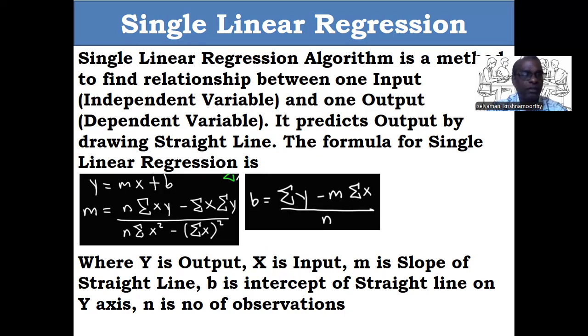Let me repeat the same thing, y = mx + b. Y is the output, x is the input. M is the slope of the straight line. B is the intercept of the straight line on the y-axis. That means where the straight line meets the y-axis. This is called B. So how can we find M, the slope of the straight line? M = (n sigma xy minus sigma x sigma y) divided by (n sigma x square minus (sigma x) whole square). This is the formula for M. In the same way, B, the intercept of the straight line on the y-axis, is (sigma y minus m sigma x) divided by n. Nothing to worry. With the help of Excel, we can do it in a very simple way.